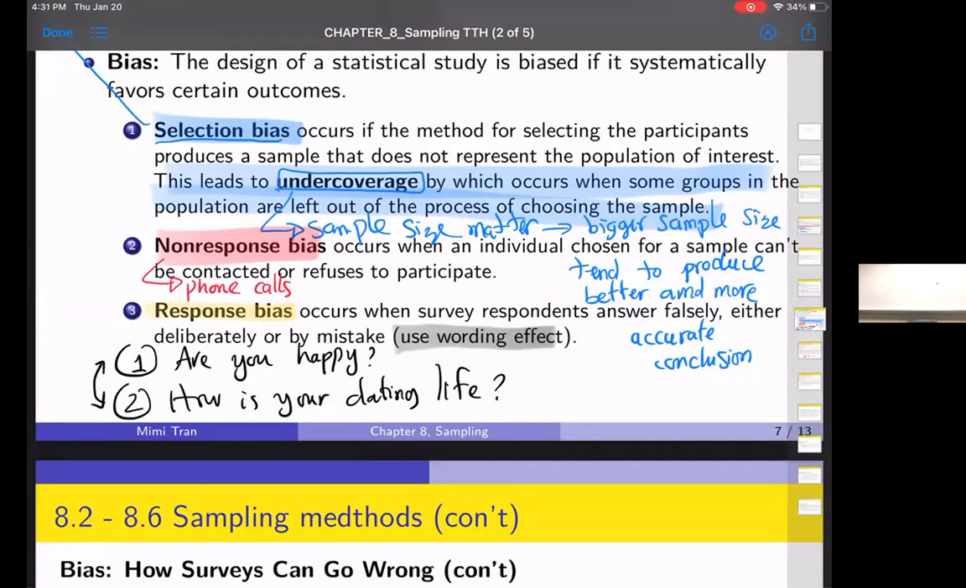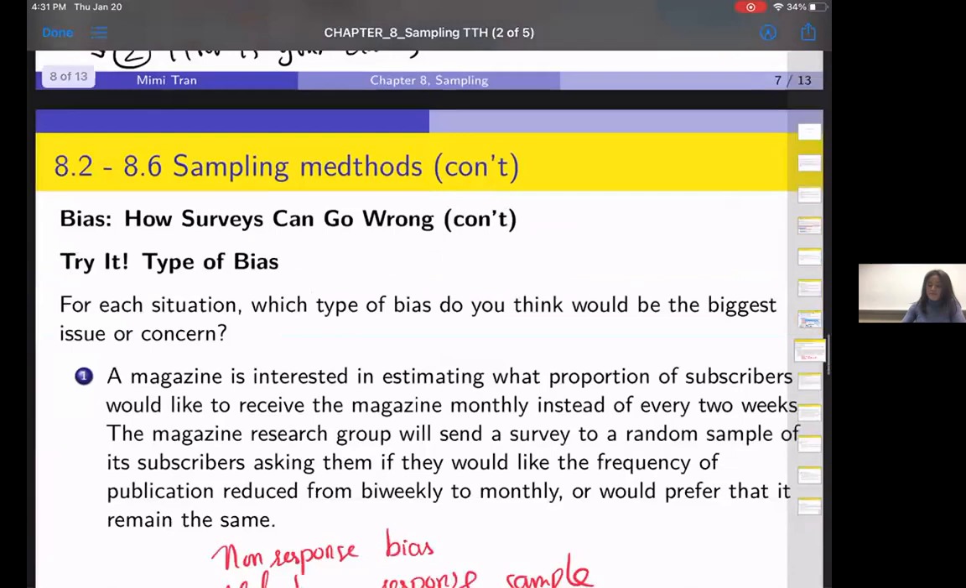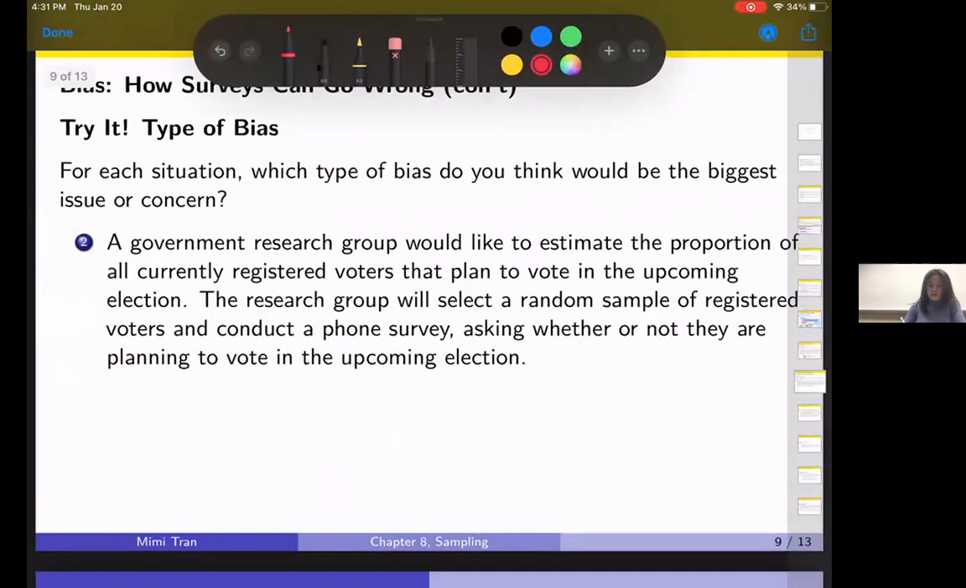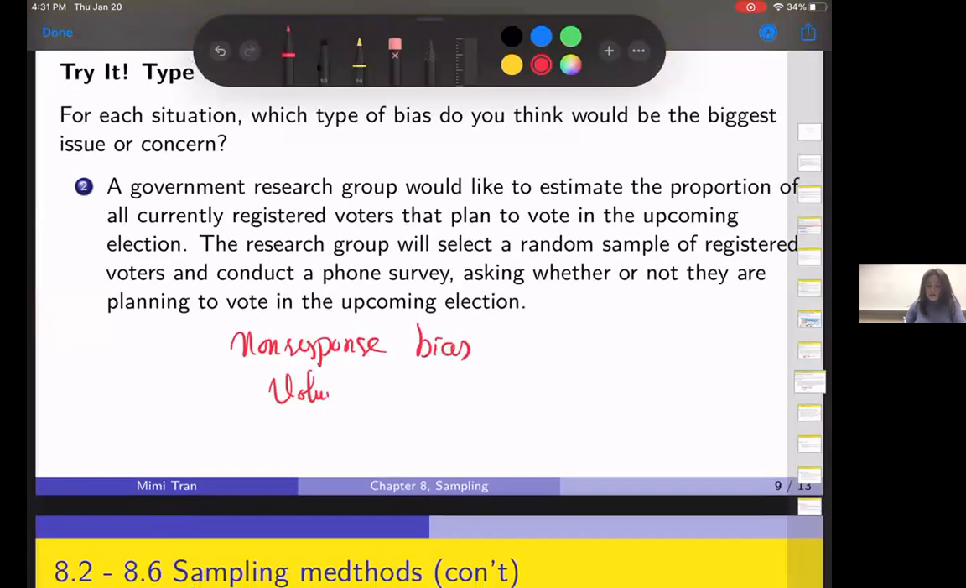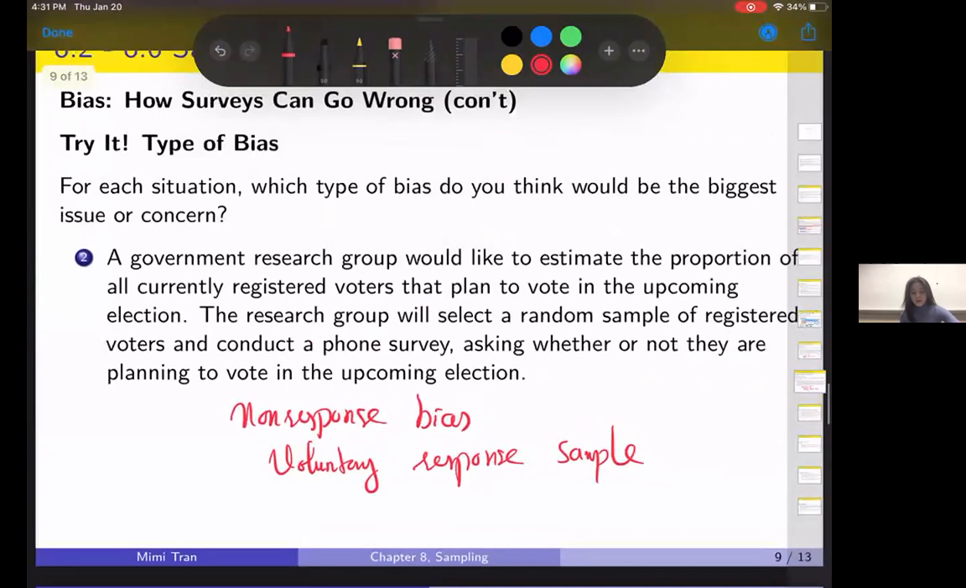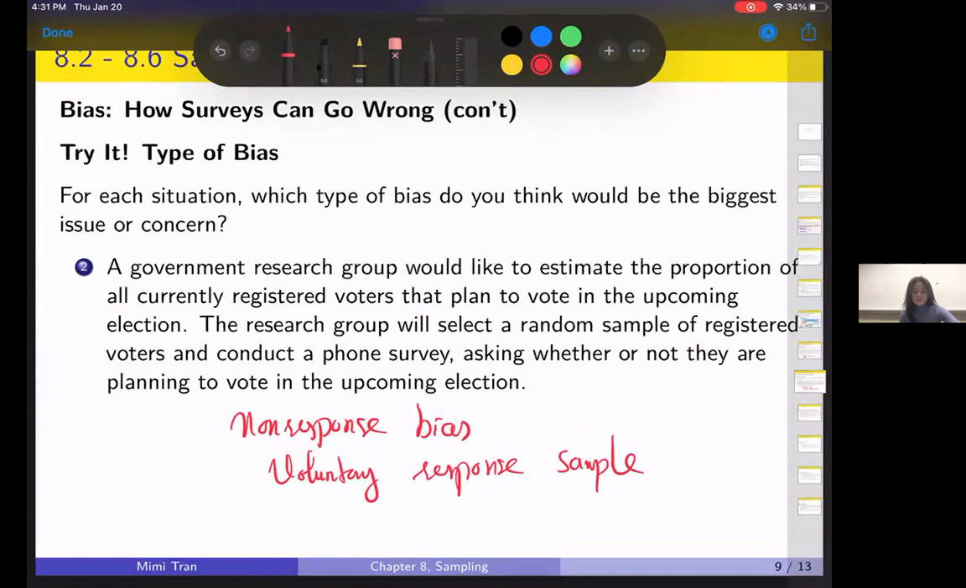All right, so it's non-response bias. Let's volunteer again, right? Non-response. I wish I could give you a different example that has a different type. And it's voluntary again, voluntary response sample. All right, very good. On the exam, I'll probably have some of these and just tell me either non-response bias or voluntary response sample.